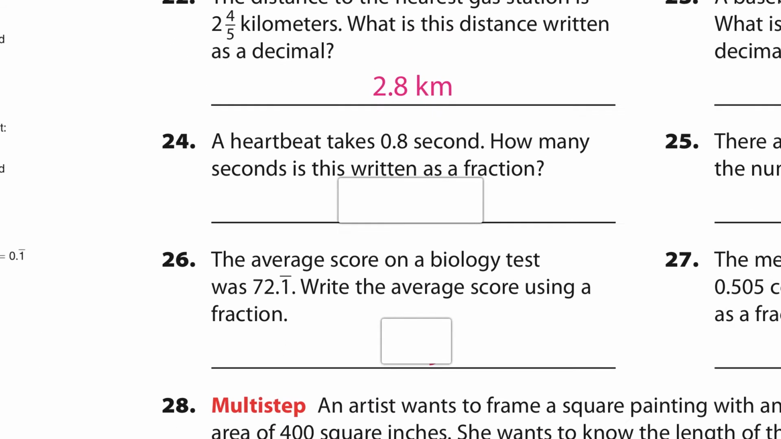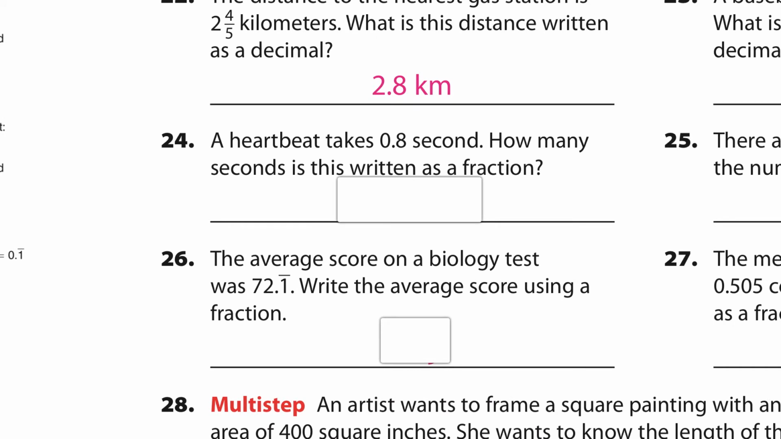And we have a heartbeat that takes 8/10 of a second. How many seconds is that written as a fraction? Well, that's 8 over 10, which simplifies to 4/5, right? Because 0.8, that 8 is in the tenths place, so that means it's 8/10, which simplifies to 4/5.